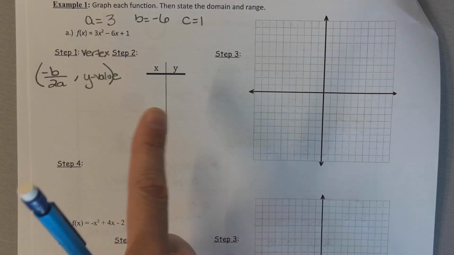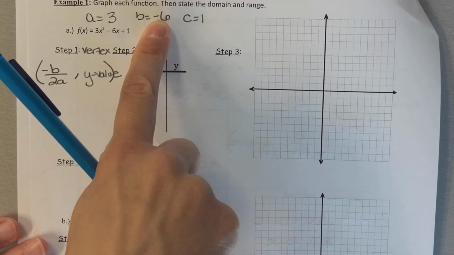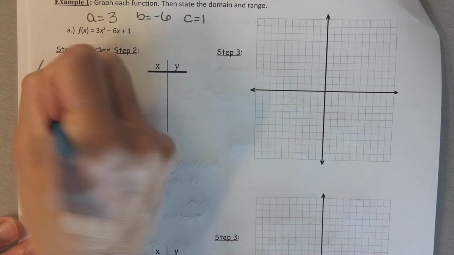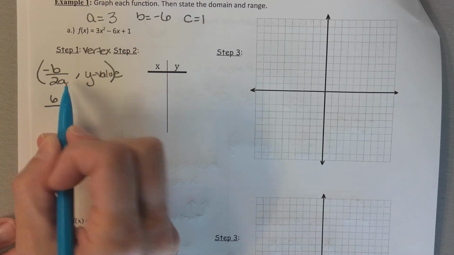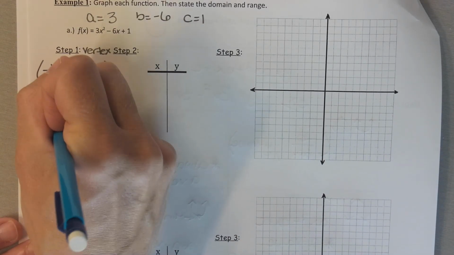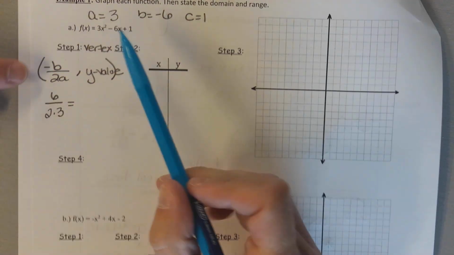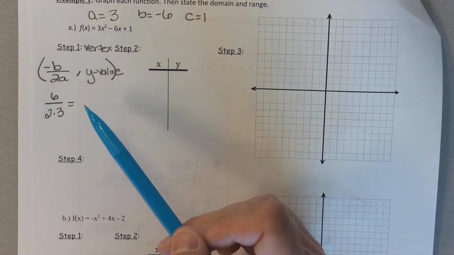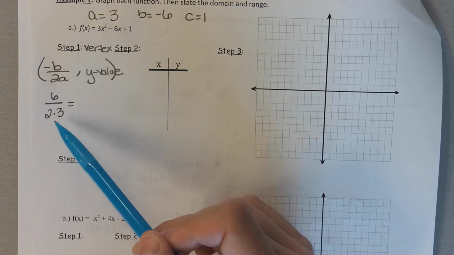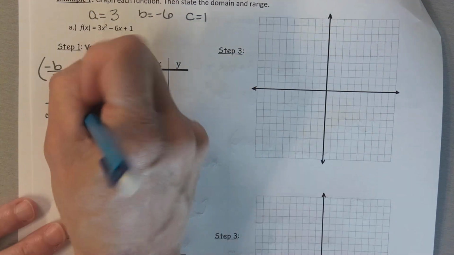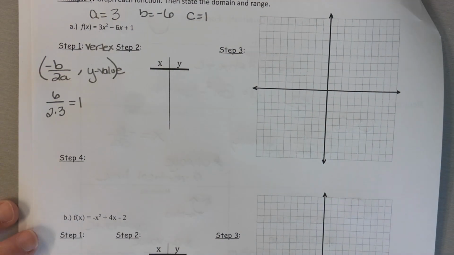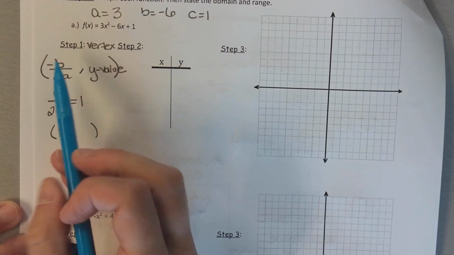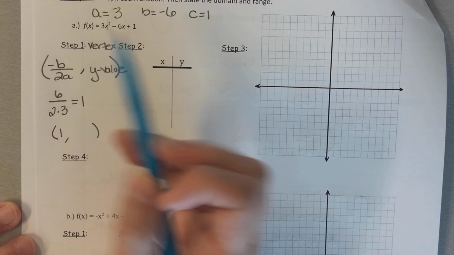All right, so for this problem, negative b. So negative 6 is really 6, divided by 2 times a, so 2 times 3. All I did is I took these things and plugged them in. Well, what do we know 2 times 3 is? 6. 6 divided by 6 is 1. So the x-coordinate of my vertex is 1, comma, now we've got to find the y value that goes with it. So I'm going to plug the 1 in.